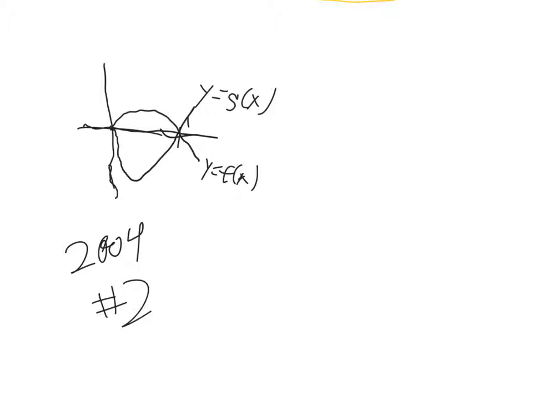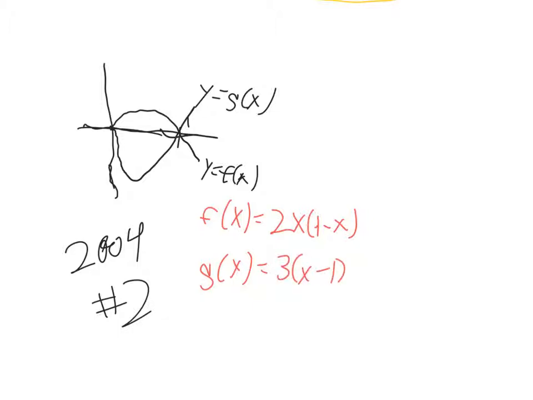F of x, I'm going to do this in a different color too. I know black is getting a little overused here. F of x equals 2x times 1 minus x. And g of x equals 3 times x minus 1 times the square root of x.